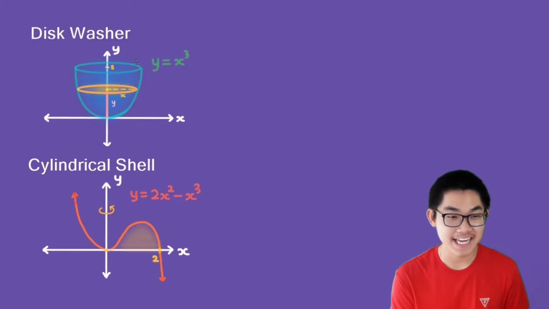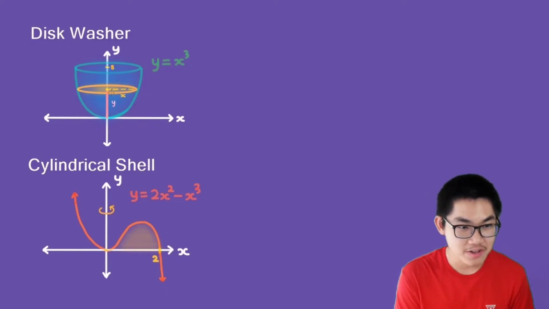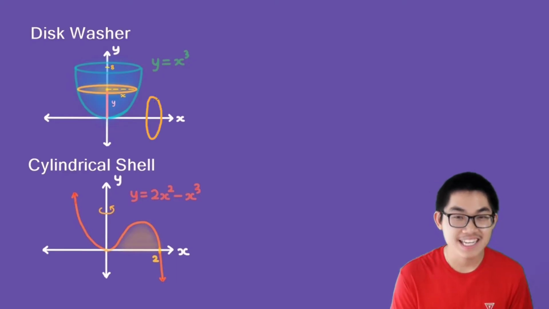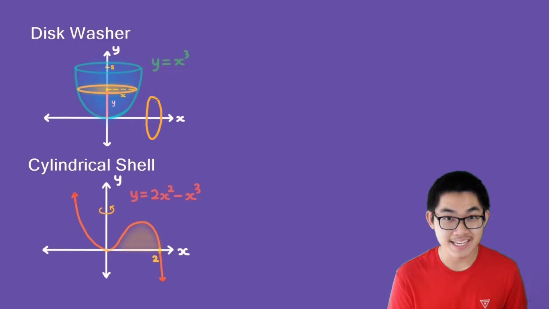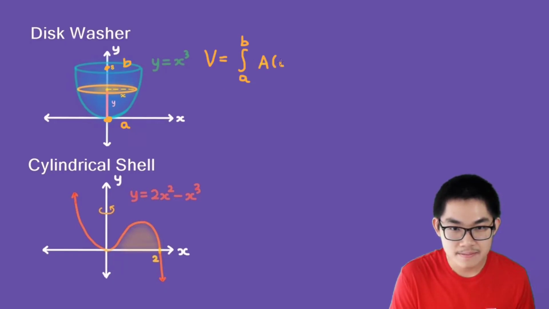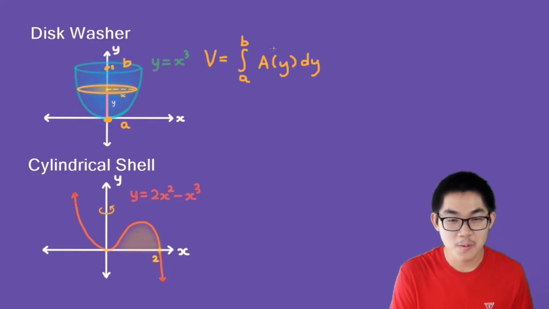And this method says that if the cross-section is on the y-axis, then you integrate with respect to y. If it's on the x-axis like this, then you have to integrate with respect to x. Since it's on the y-axis, the volume formula is going to be equal to the integral from a to b, where a is the bottom right here, and b is the very top, so b is right here, of A of y dy, where A of y is the area of the cross-section.